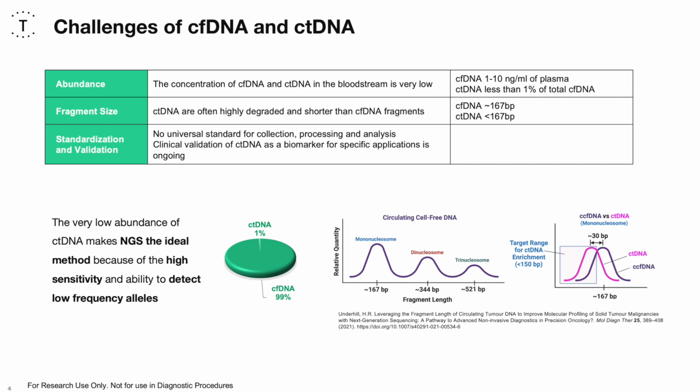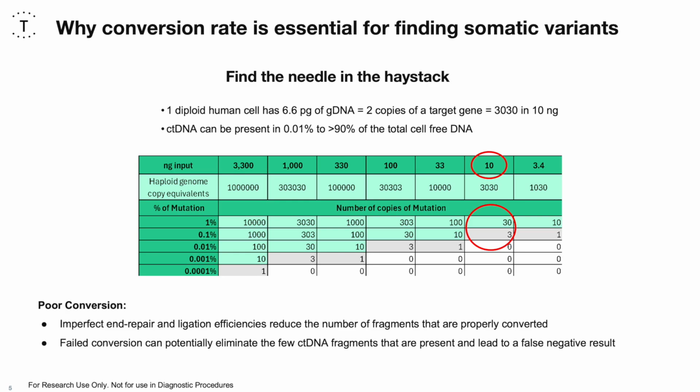The very low ctDNA abundance makes NGS the ideal method due to its high sensitivity and ability to detect low-frequency alleles. The conversion rate, that is, the amount of unique molecules that will be converted into libraries for sequencing, is critical for accurate detection of somatic variants in DNA, especially with low-input ctDNA. Imagine trying to find a needle in a haystack. The lower the mutation frequency, the fewer copies of that variant exist. As illustrated in the table, detecting a mutation with a frequency of 0.1% from just 10 nanogram of input DNA means finding only 3 copies.